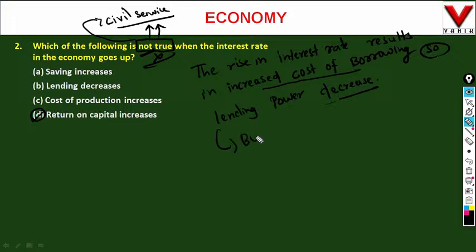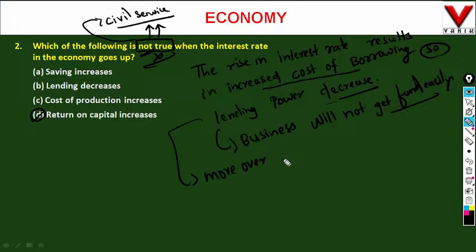Bank business को funding मिली बने. Businesses will not get funds easily. आने लगे बहुत महंगा पड़ेगा. Moreover, it leads to a rise in cost of production.